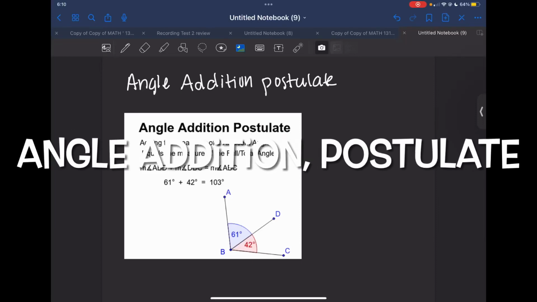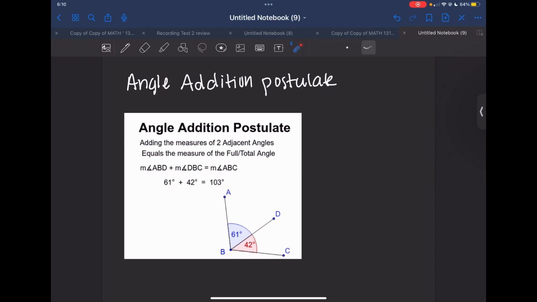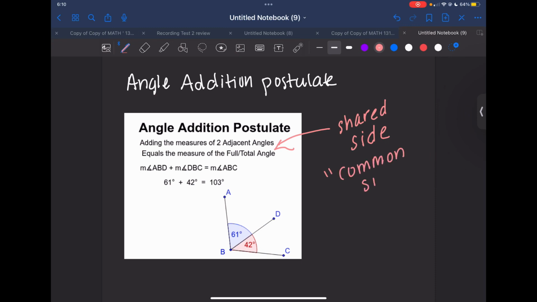We are going to look at the angle addition postulate. So let's just unpack it. It says adding the measures of two adjacent angles. What this means in particular is that when you have something that's adjacent, we're talking about a shared side, or what we call in geometry a common side.